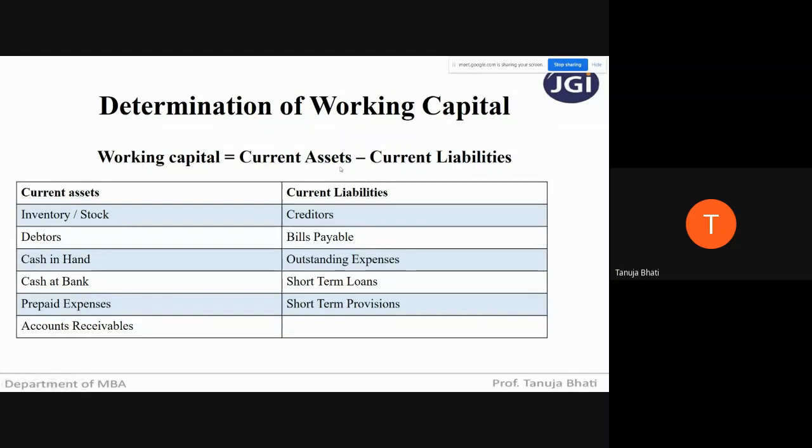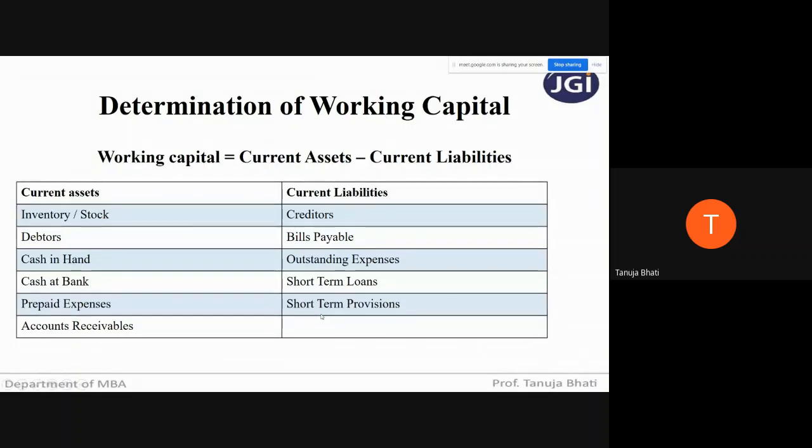So let us know what all falls under current assets and what all falls under current liabilities. You all already know it because you have covered it in your first semester, but we will revise it. Under current assets, we have stock, debtors, cash in hand, cash at bank, prepaid expenses, accounts receivables or bills receivables. Under current liabilities, we have creditors, bills payable, outstanding expenses, short-term loans and short-term provisions.